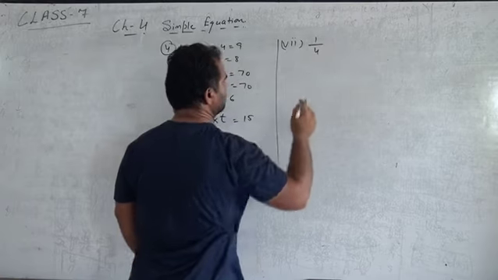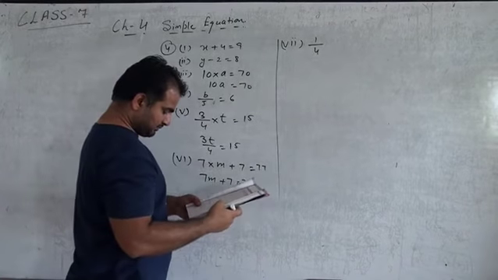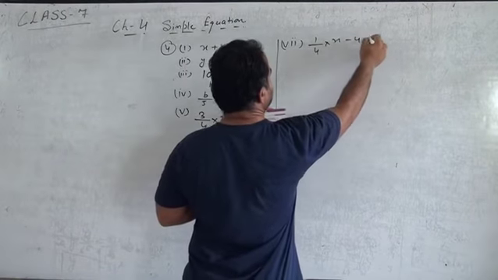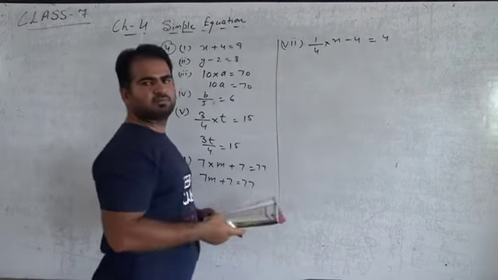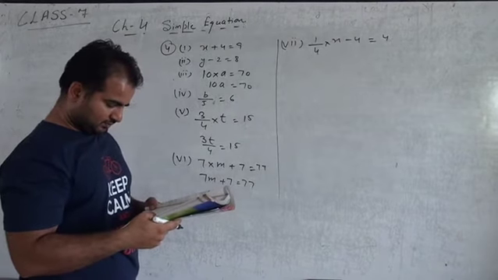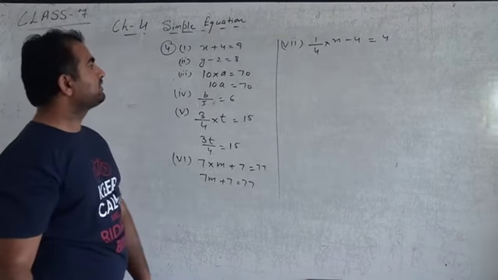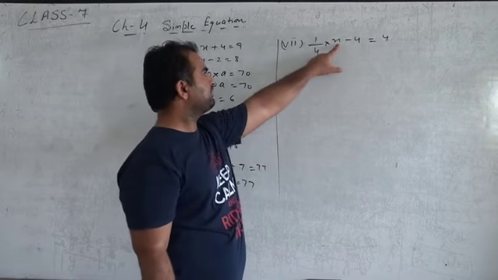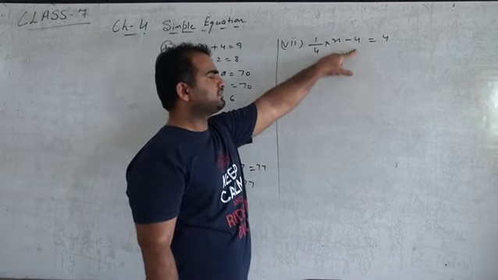1/4 of a number x minus 4 will give you 4. Okay. 1/4 of a number minus 4 equals to 4. What we have done is we have to find the 1/4 of x minus 4 equals to 4.